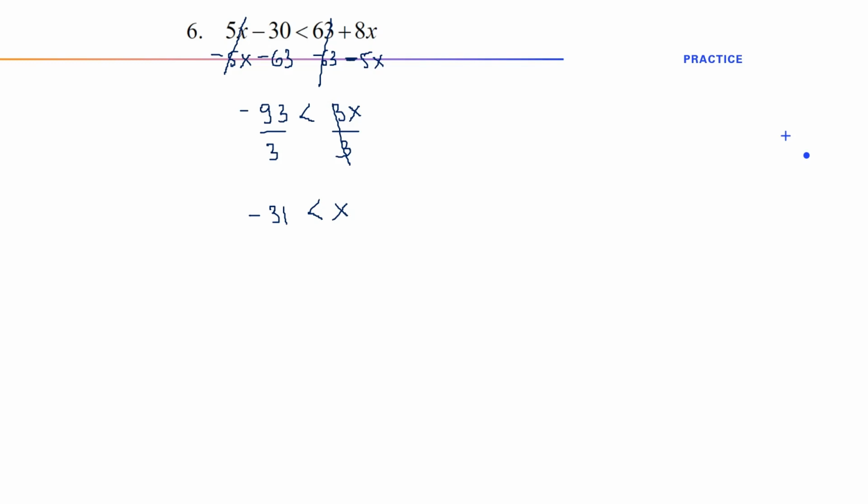And how do we write this one using interval notation? This one will be open parenthesis negative 31 comma positive infinity close parenthesis.